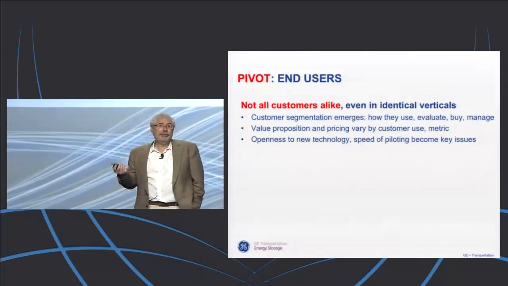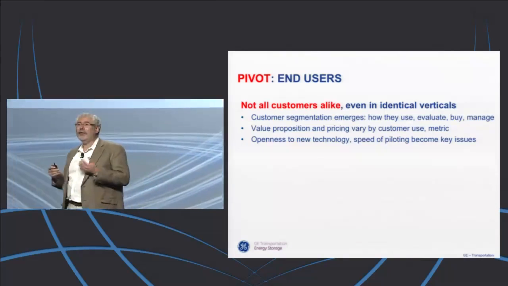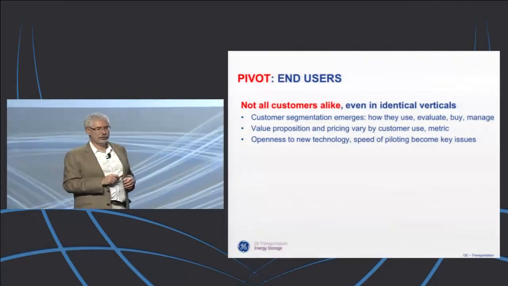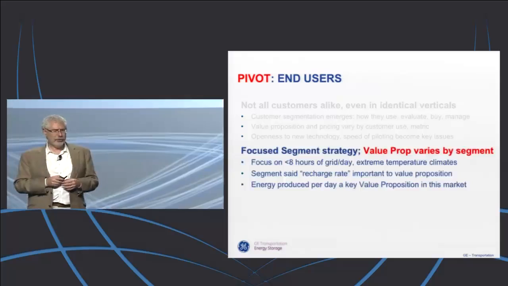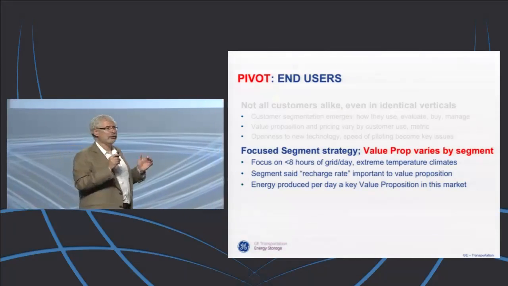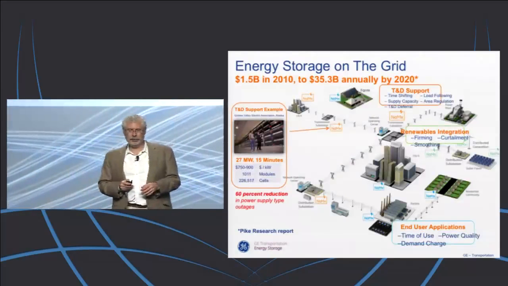And so they did the obvious. They got out and started talking to a ton of segments, and they found out that not all customers are alike, even in identical verticals. There was real customer segmentation. And they also found that they really needed to focus on a segment strategy, because how they described their battery and their solution really depended on segments.